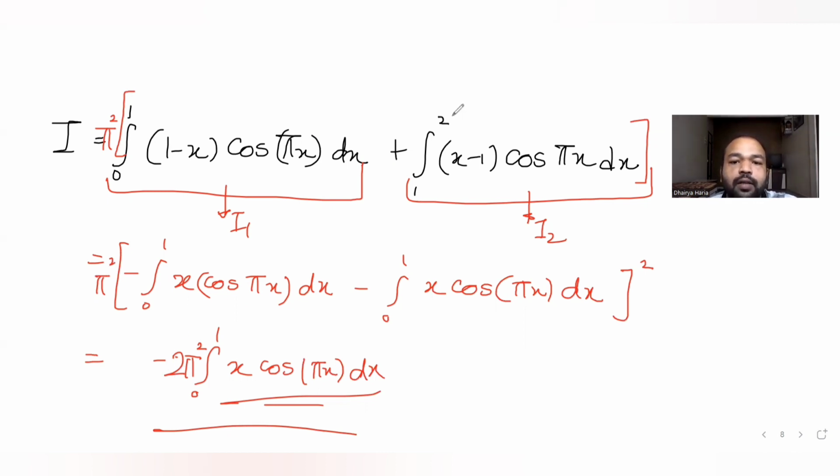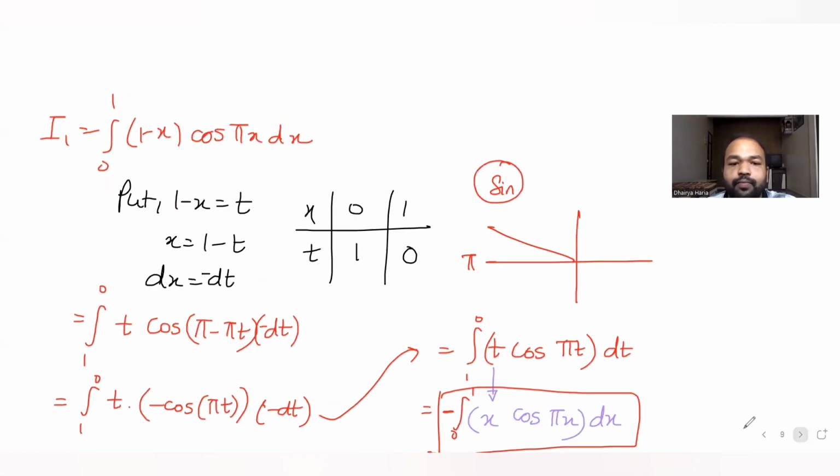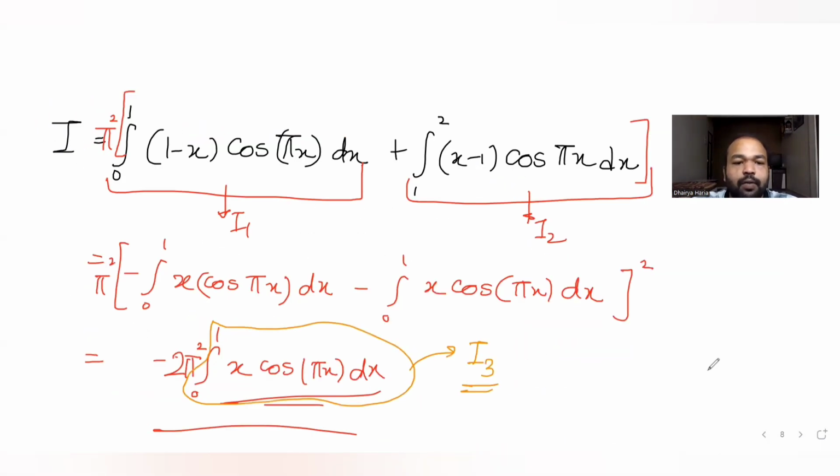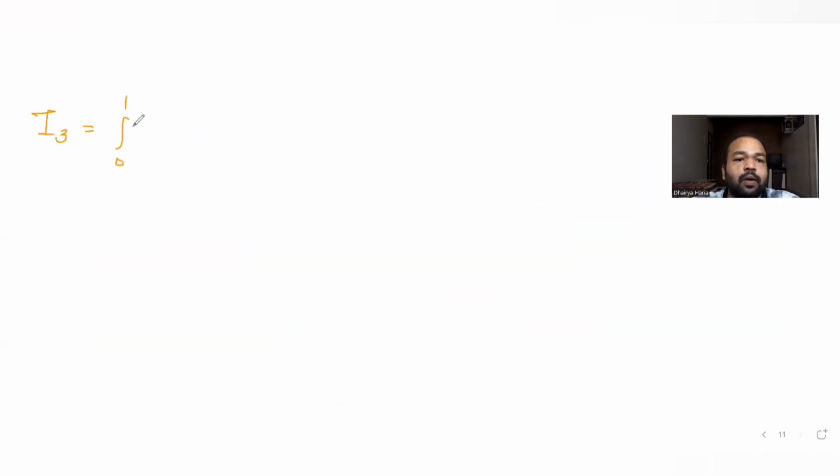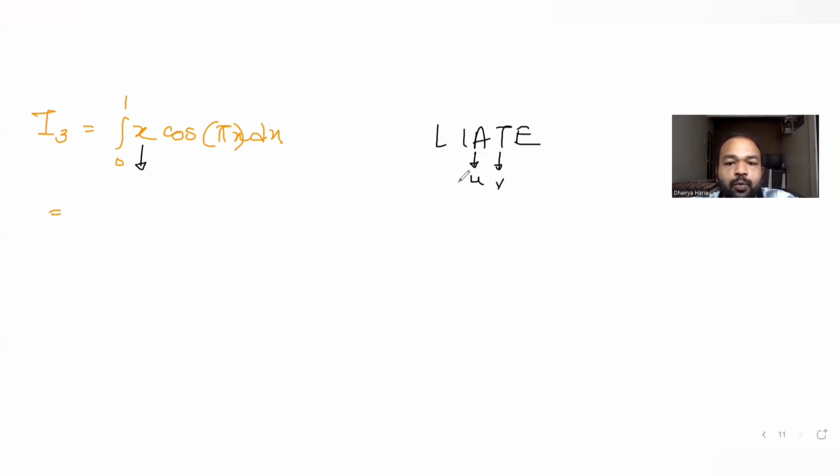So let's take the value of the integral from 0 to 1 of x cos pi x dx as another integral, I3. Now if I solve this expression by integration by parts, I know LIATE: algebraic is U and trigonometric is V. This is the U function, this is the V function.